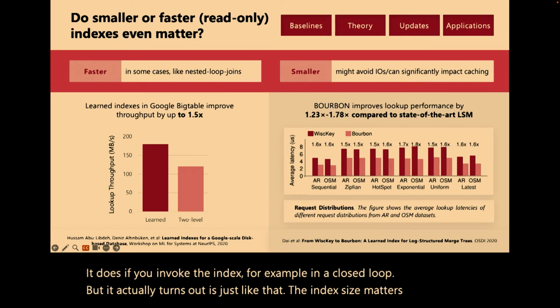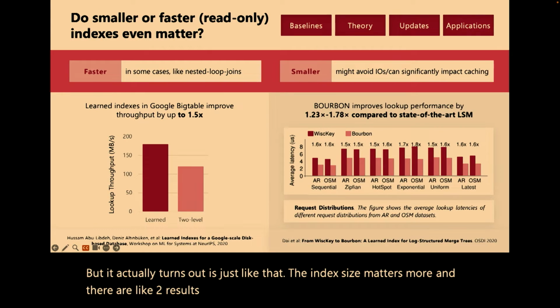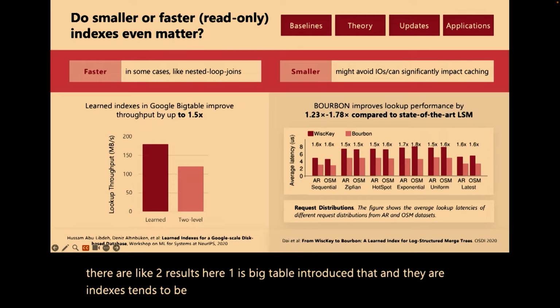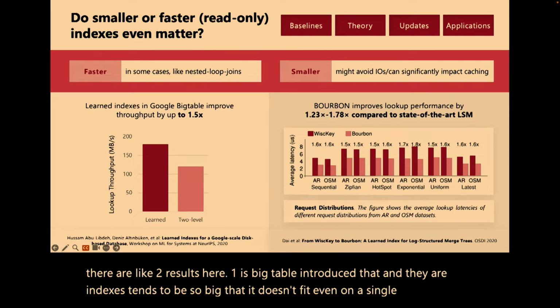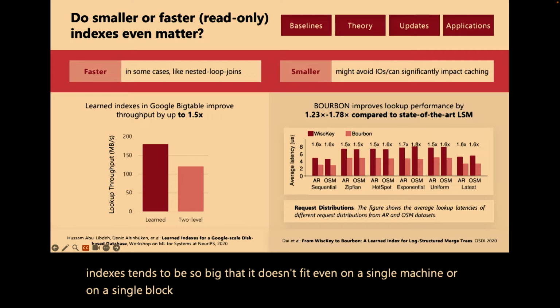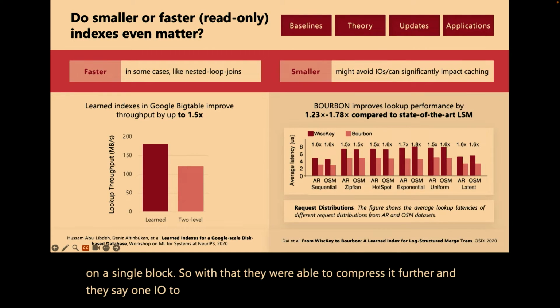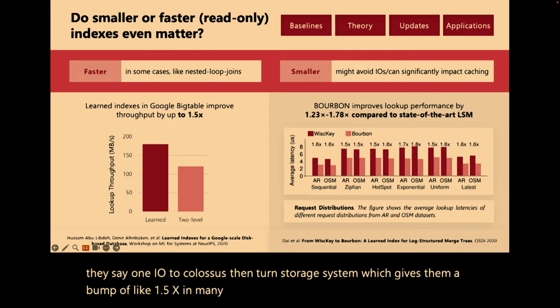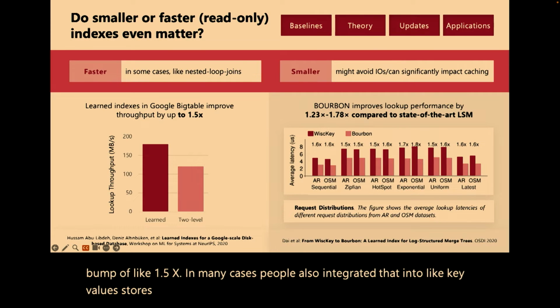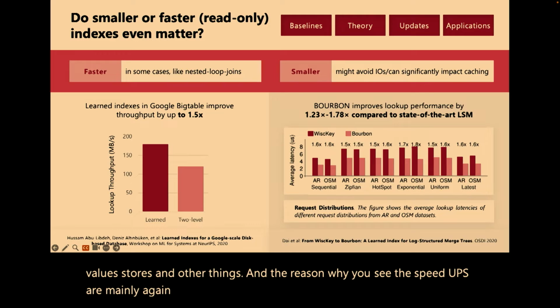And there are 2 results here. One is Bigtable introduced that, and their indexes tend to be so big that they don't fit even on a single machine or on a single block. So with that, they were able to compress it further, and they save 1 I/O to Colossus, the internal storage system, which gives them a bump of 1.5x in many cases. People also integrated that into key-value stores and other things. And the reason why you see these speedups is mainly, again, because the index is smaller, not necessarily that the lookups are faster.